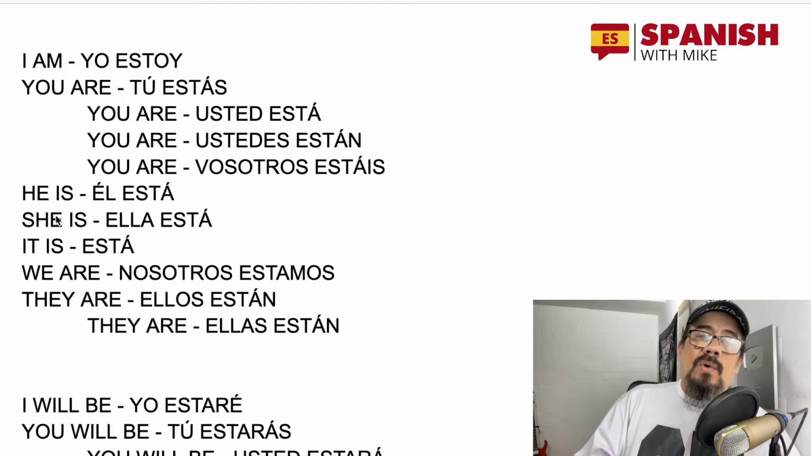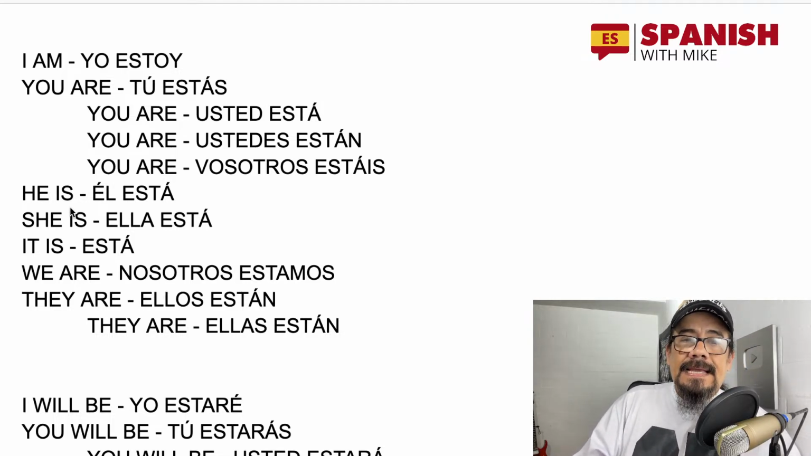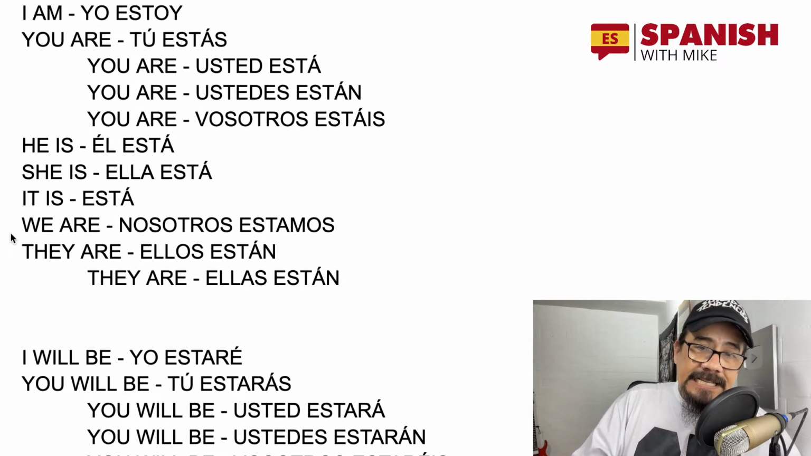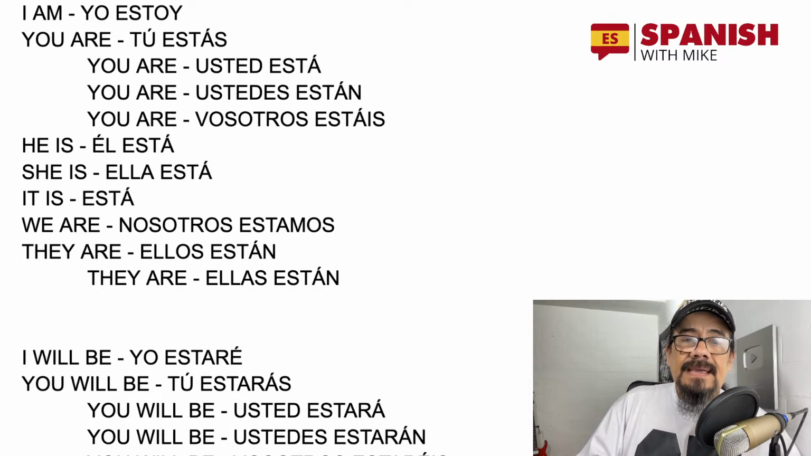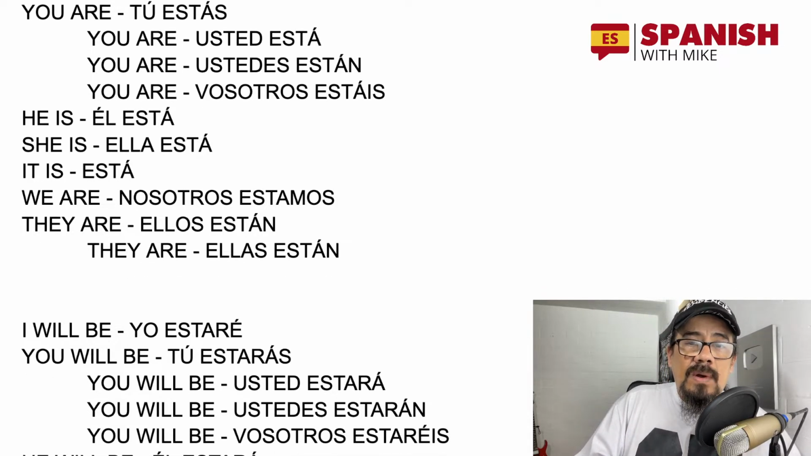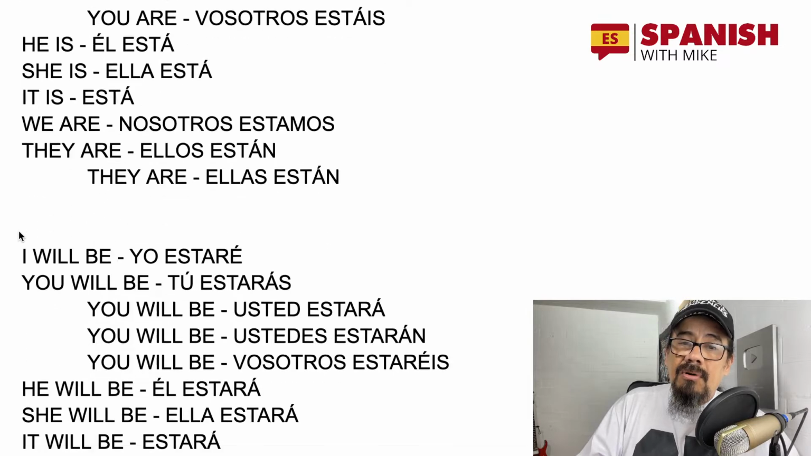Él está jugando, he is playing. Ella está jugando, she is playing. Está jugando, it is playing. Nosotros estamos jugando, we are playing. Ellos están jugando, they are playing, male. Ellas están jugando, female. And that was jugar in its gerund form for the simple present.